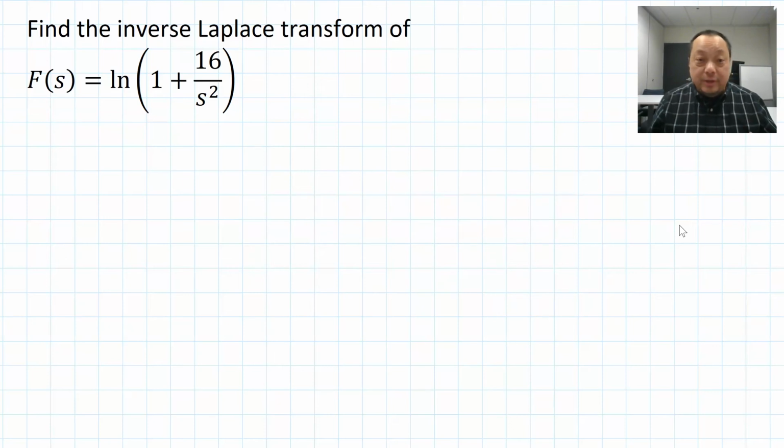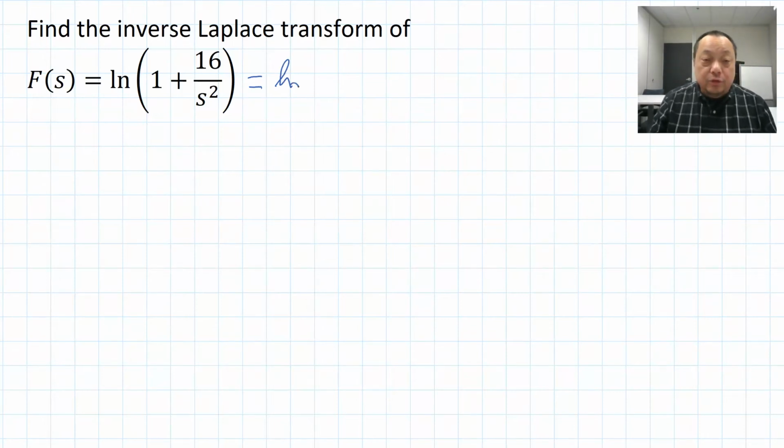Hi, in this video I'll solve this question of finding the inverse Laplace transform of this function right here. Capital F of s is equal to ln of 1 plus 16 over s squared. So for these problems, especially whenever I see an ln, I always want to do the algebra to expand or simplify the ln so that the inside of it is as simple as possible.